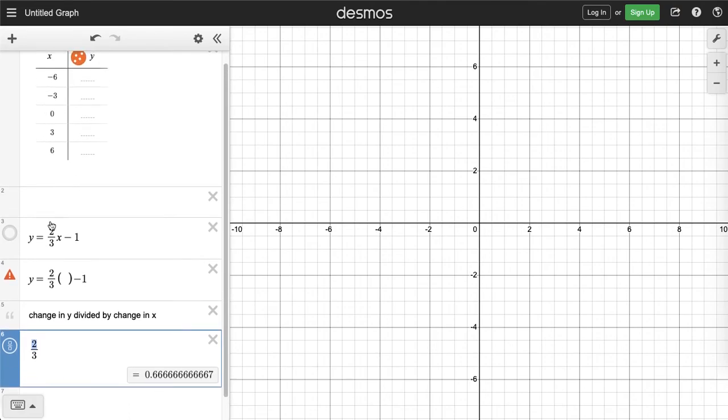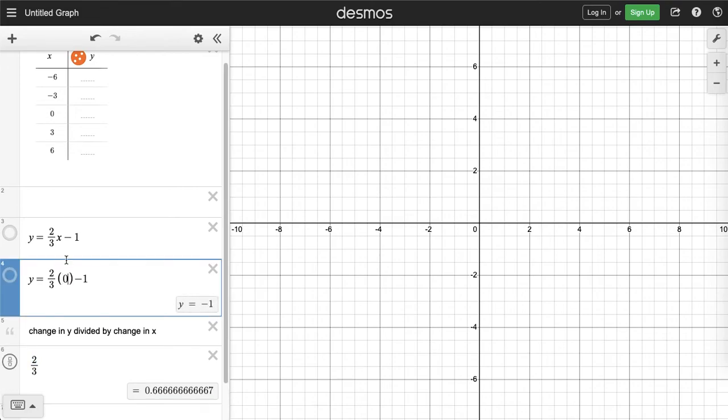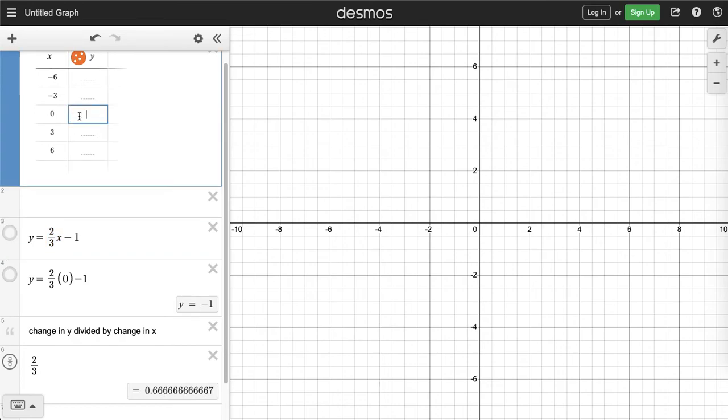It doesn't work as nicely. Now again, when I put in 0, just like before, this whole thing here is going to be 0. 2/3 times 0 is 0, and we have 0 minus 1. So our y-intercept is -1.